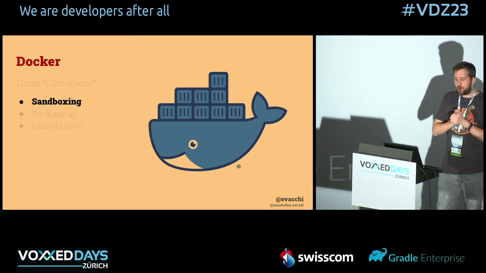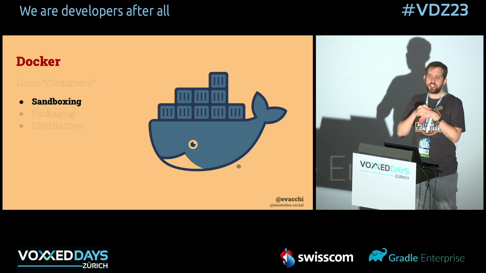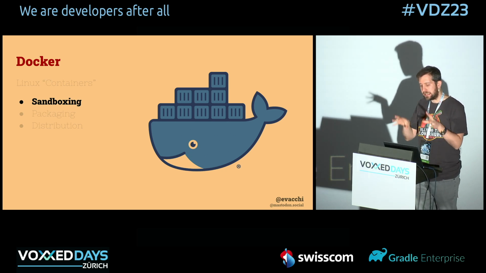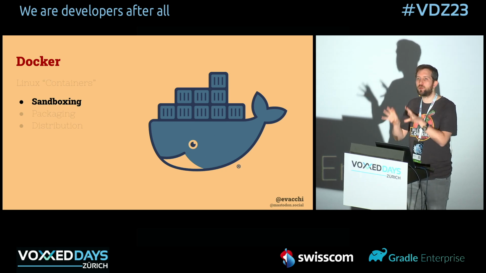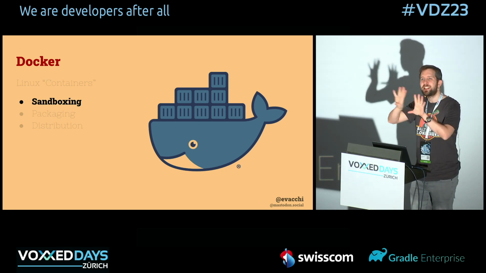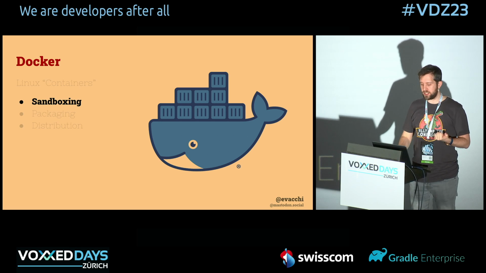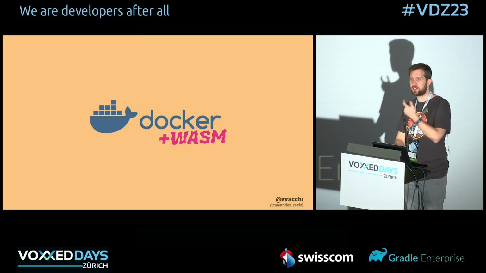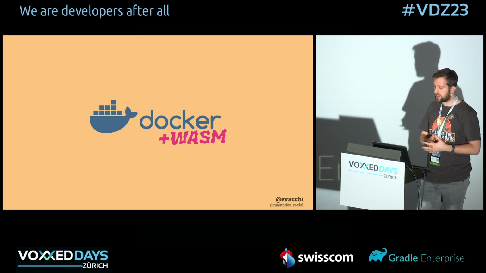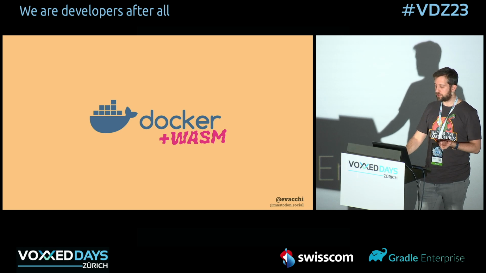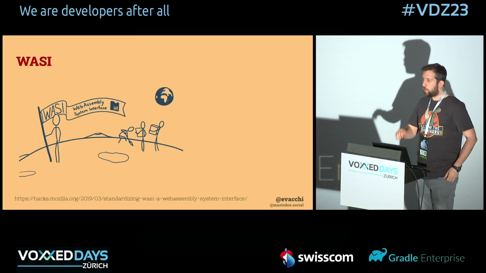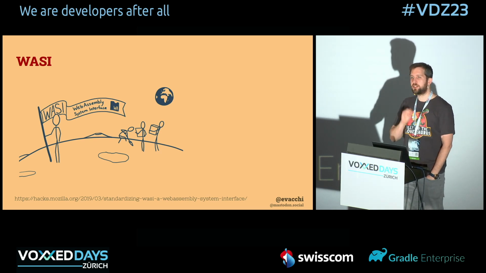So the point is Docker is all about sandboxing. I mean, of course, there's packaging and distribution, but containers are all about being able to run executables in a safe environment. So what is WASI? Well, you may have noticed that Docker has released a beta version of support for WebAssembly, and that makes it even more interesting. So what is WASI? Well, WASI is the WebAssembly System Interface.